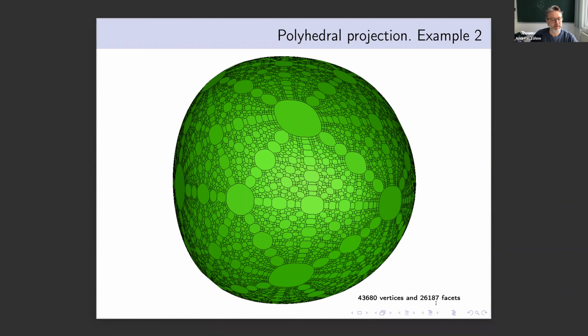So this shows that projection is nothing trivial. We have to compute something when we want to compute projections.